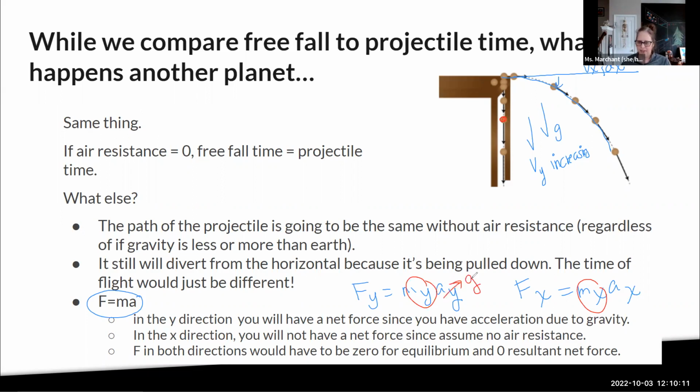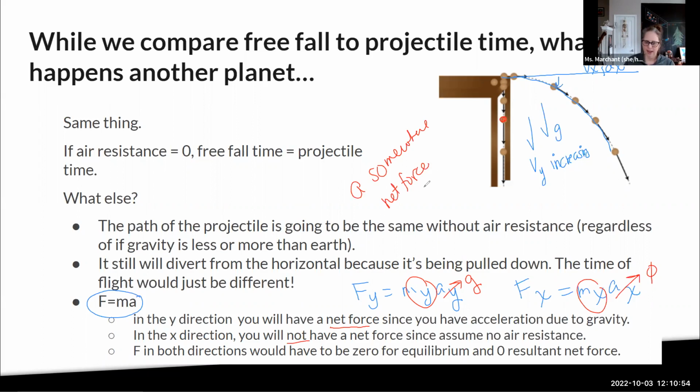Acceleration in the y is gravity. Acceleration in the x is nothing. There's no force acting upon it there because there's no air resistance. So the force in the x would equal 0 because anything times 0 is 0. The force in the y would be a number. Okay, so in the y direction, you will have a net force because you have gravity. In the x direction, you will not have an x force. That means overall, you are going to have a net force because you're going to have acceleration. As long as you have acceleration somewhere, you are going to have a net force.